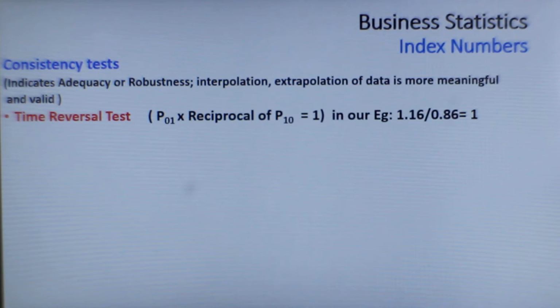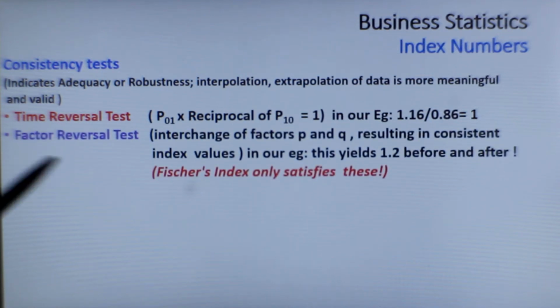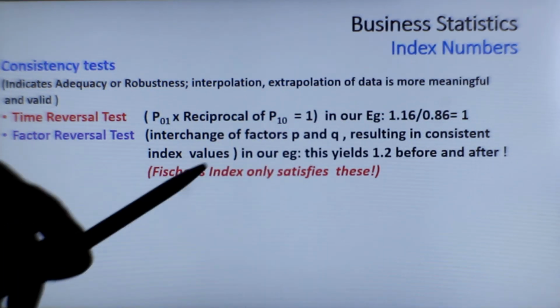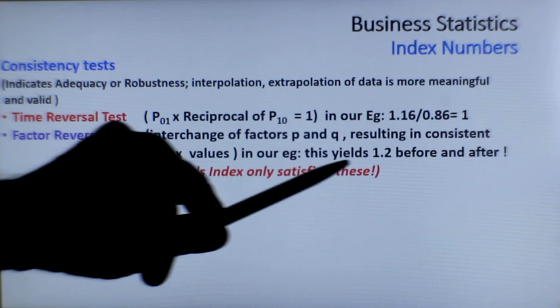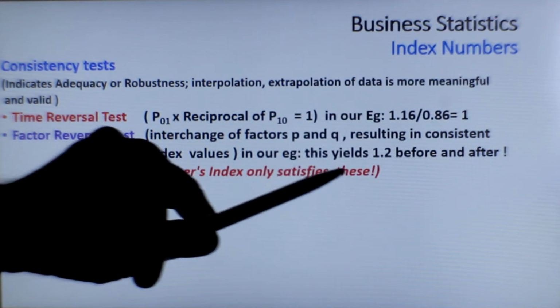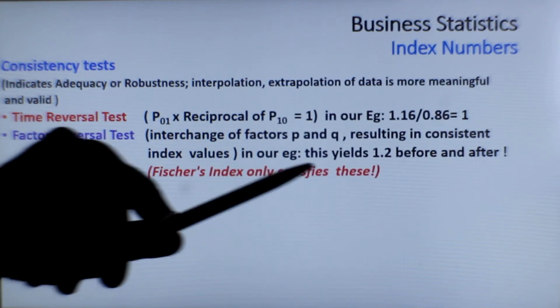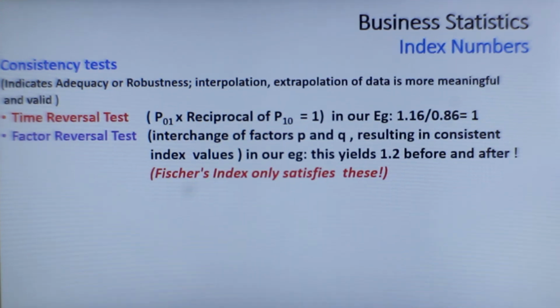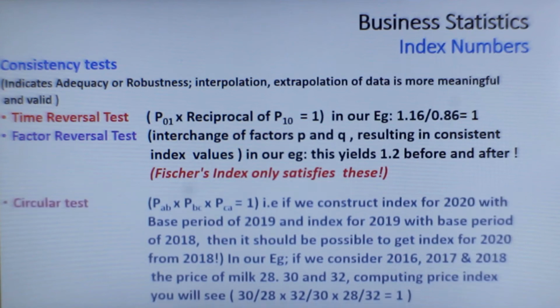Another test is called the factor reversal test. In this, what we do is that we interchange the factors P and Q, and when you calculate this, you should get a consistent value. And when you do this for our example which we have taken, you will find it works out to be 1.2 before and after. The third one is called the circular test.